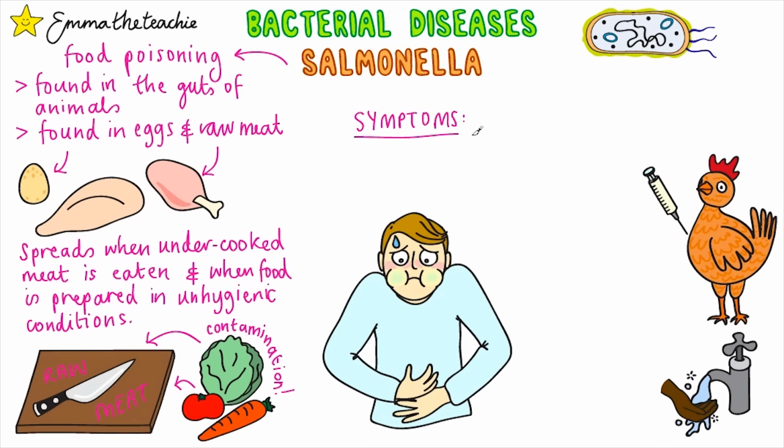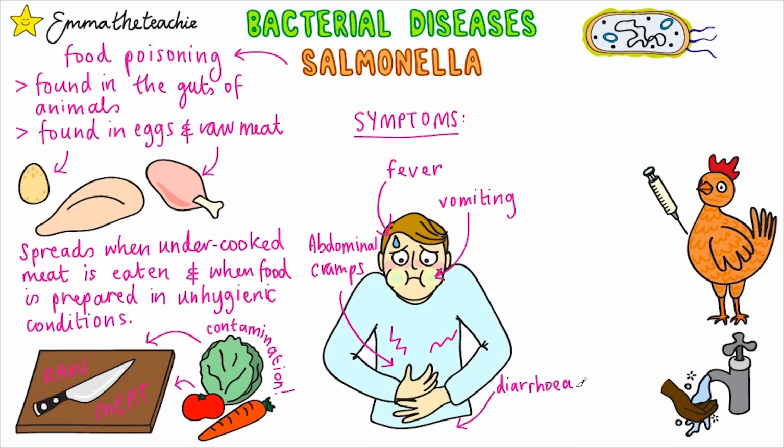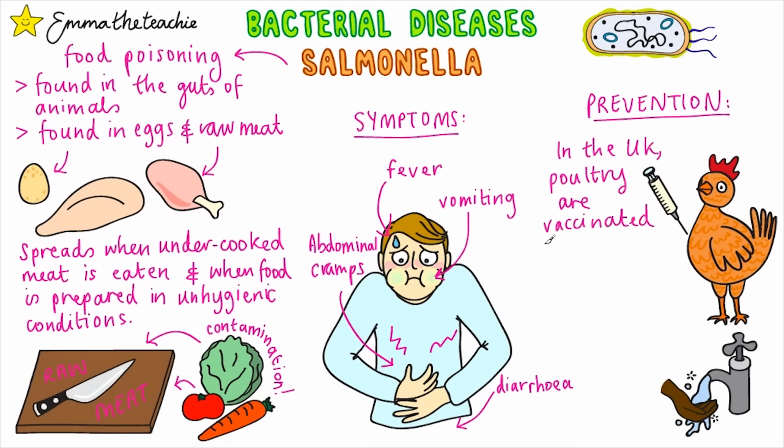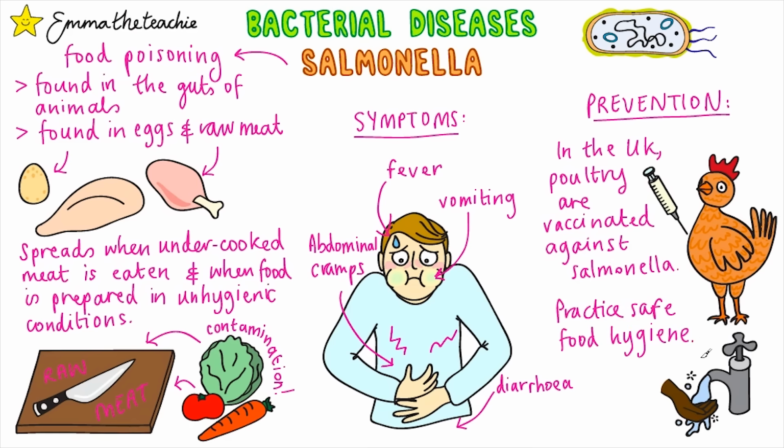The symptoms of Salmonella food poisoning include fever, vomiting, abdominal cramps, and diarrhea. Not very nice at all. To prevent this from happening, in the UK, poultry are vaccinated against Salmonella to control the spread. Practicing safe food hygiene is also important: cooking meat thoroughly, keeping raw meat separate from other foods, and washing hands and utensils properly after contact with raw meat. This means using warm water and soap.